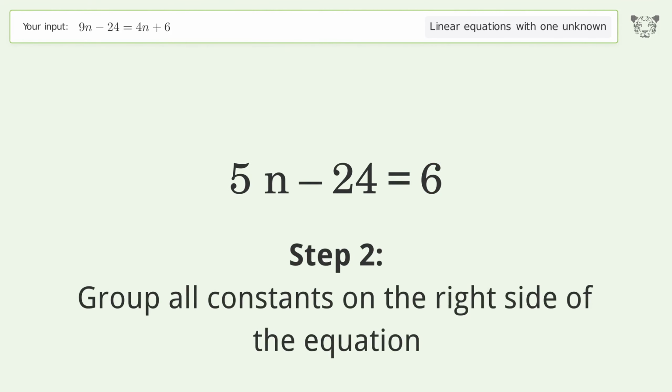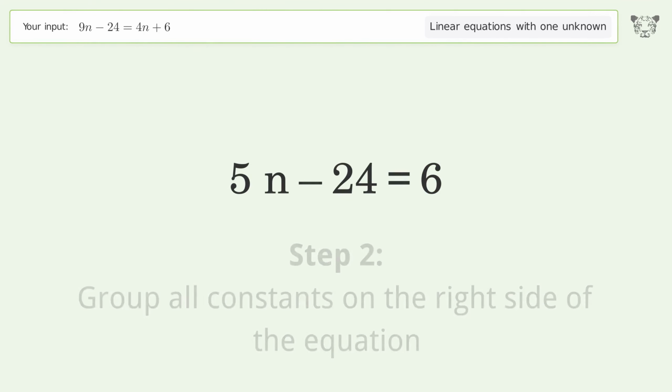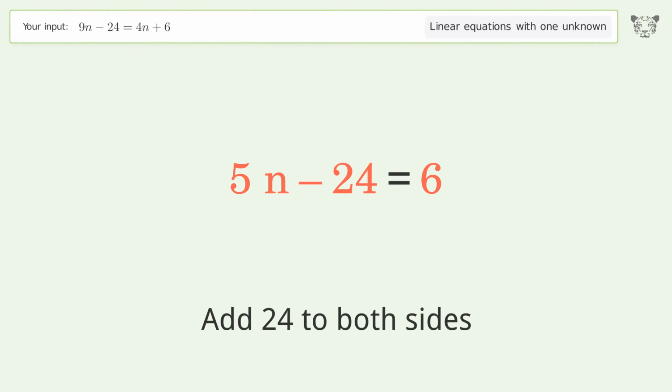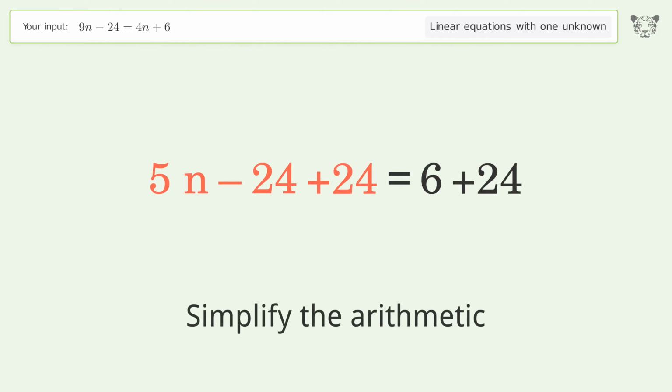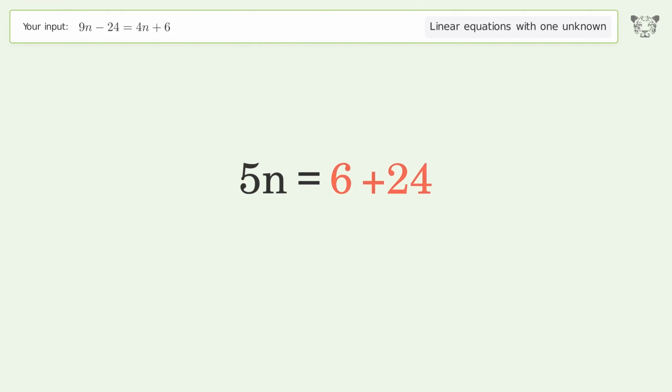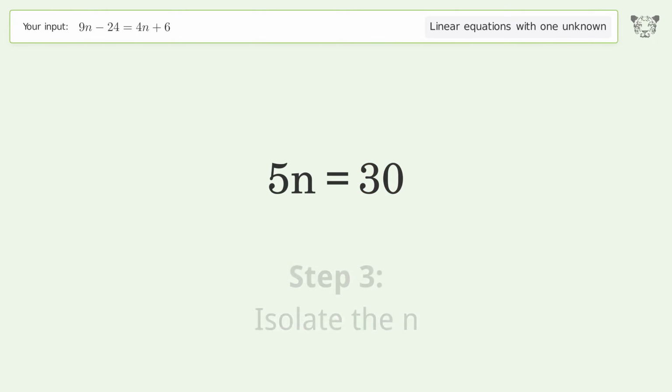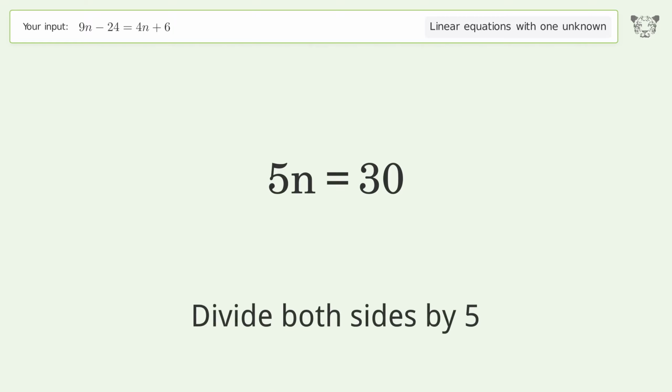Group all constants on the right side of the equation. Add 24 to both sides. Simplify the arithmetic. Isolate the n. Divide both sides by 5.